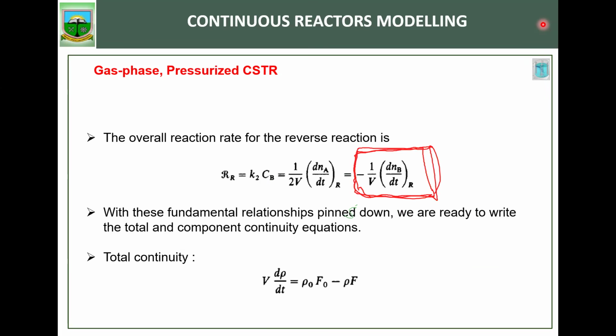So when you have this, the next thing is just to write the continuity equation. So we're going to have what? Accumulation in the reactor should be equal to what? Input into the reactor minus output. We know the density M, right? We already said it's affected by the molar mass. That's fine.